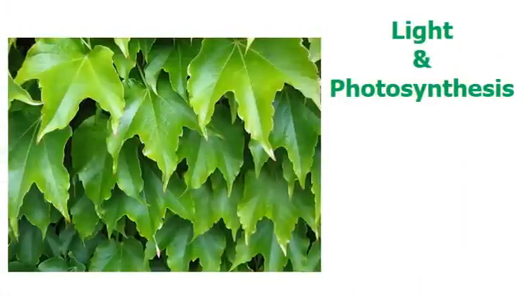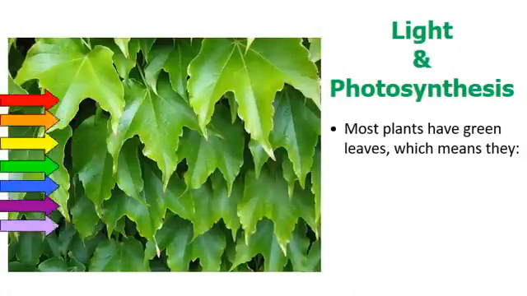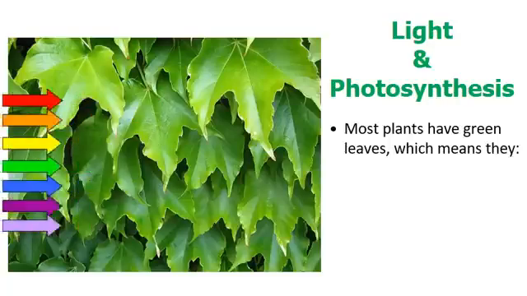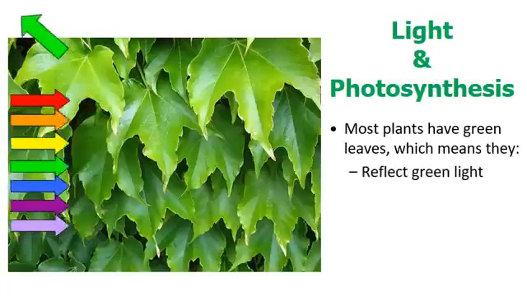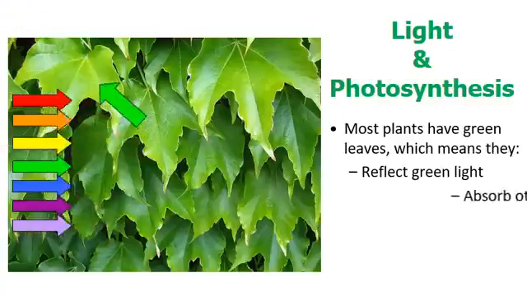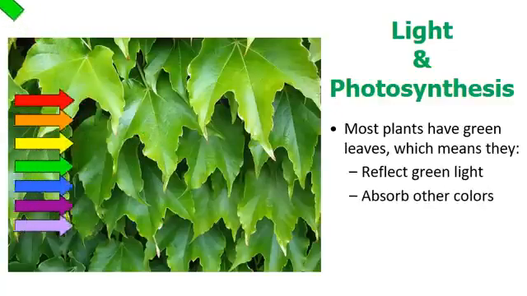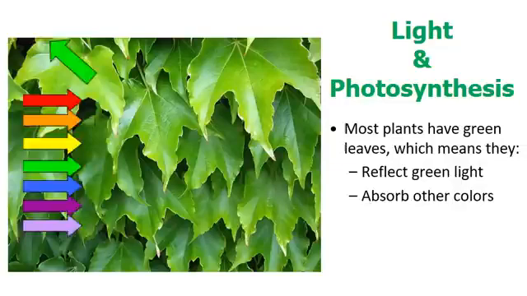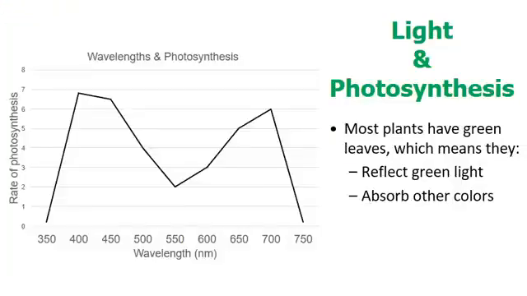So when we relate this to photosynthesis, plants have mostly green leaves, which means that they're going to reflect the green wavelength, but the other colors are absorbing into the leaves and are going to be powering photosynthesis.